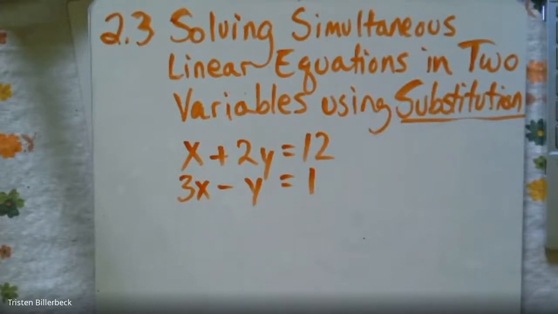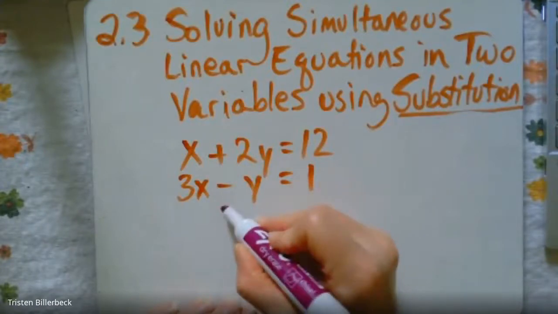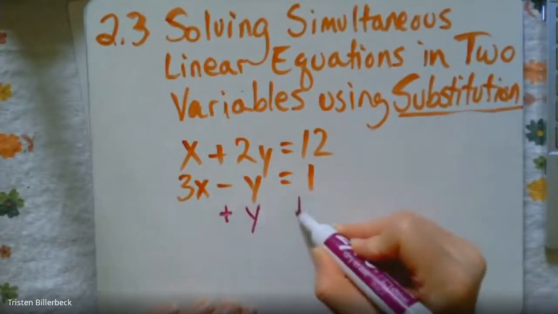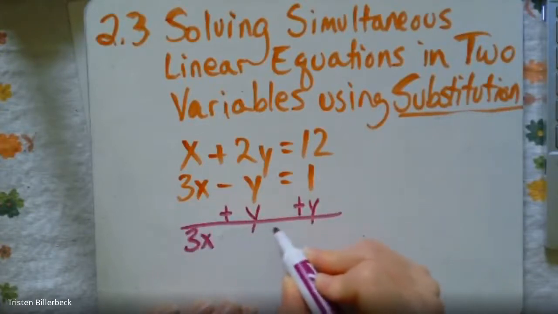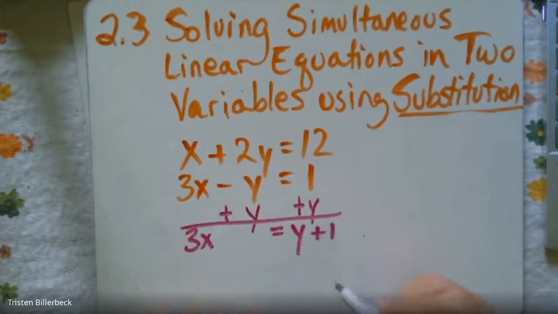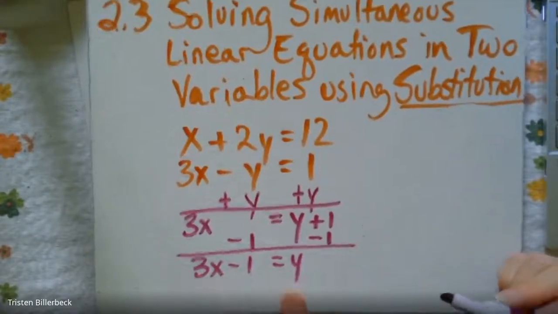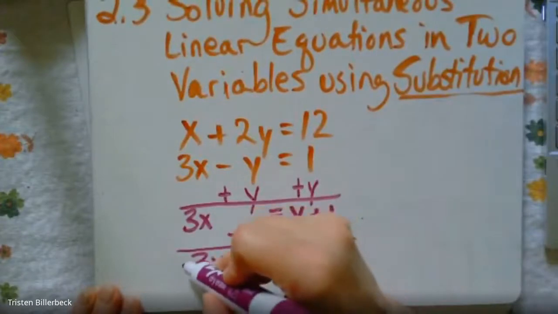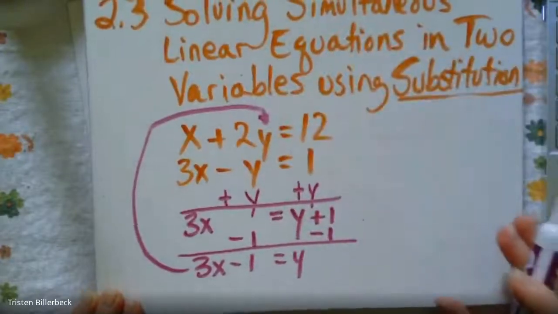So first let's get this y isolated. It's a negative y, so I'm going to use its additive inverse and move it to the other side. So I have 3x equals y plus 1. And then I want this one to go over here, so I'm going to use its additive inverse. And I have 3x minus 1 equals y. Now I have y isolated, so I can take this whole expression for y and substitute it right there into that y.